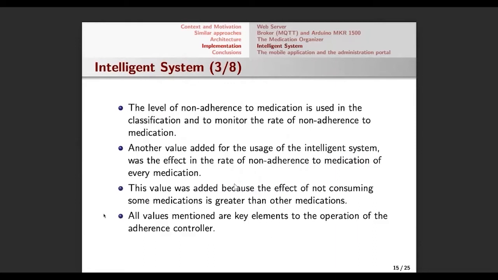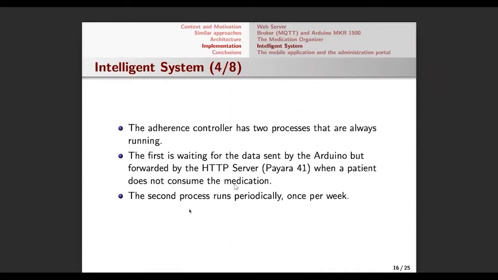The level of non-adherence to medication is used in the classification and to monitor the rate of non-adherence to medication. Another value used by the intelligent system was the effect on the rate of non-adherence to medication of every medication. This value was added because the effect of not consuming some medication is greater than that of other medication. All values mentioned are key elements to the operation of the adherence controller. The adherence controller has two processes that are always running.